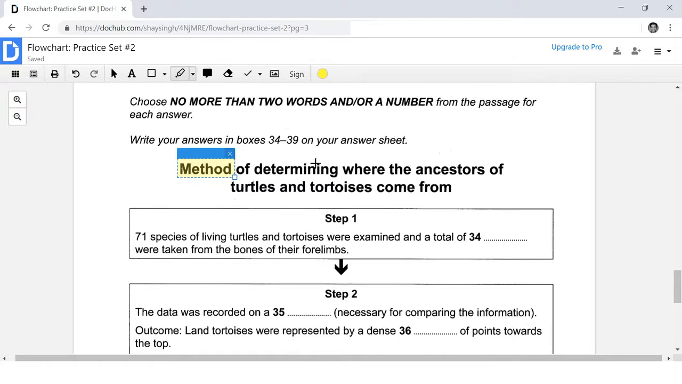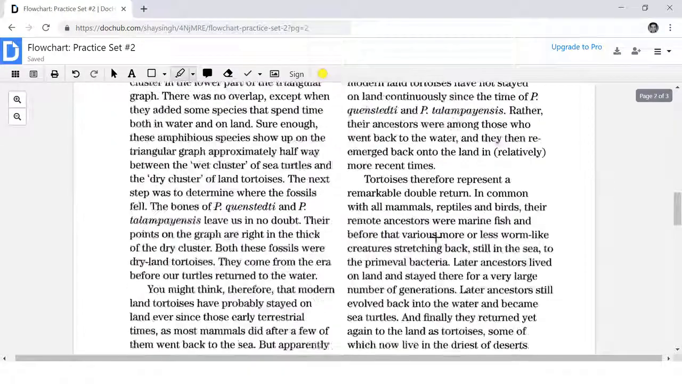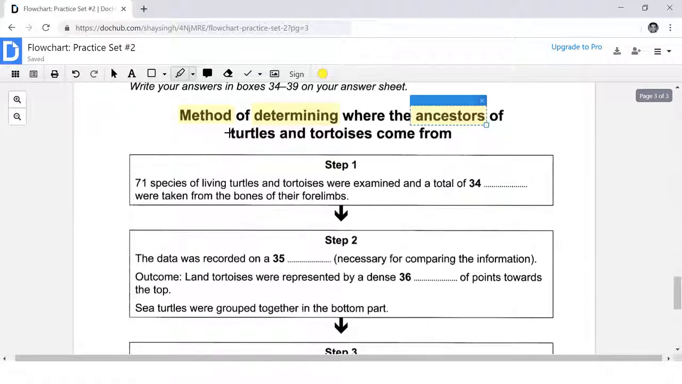Okay, so it's a method for determining. That can be a keyword. Not quite sure if we'll find that. Ancestors is a good keyword. Turtles and tortoises, now that is probably going to be repetitive. Those are going to be useless repetitive keywords because the whole article is about tortoises. So that word is going to keep appearing again and again. So that's not really going to help us. Turtles, maybe. That doesn't appear in the title of the article. So maybe turtles might help us.